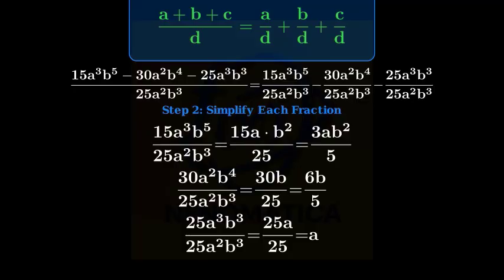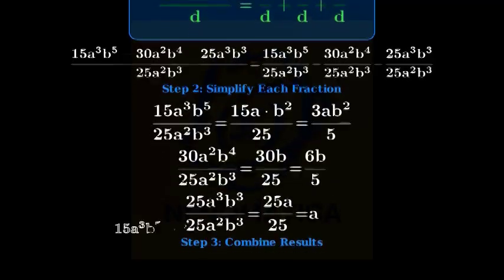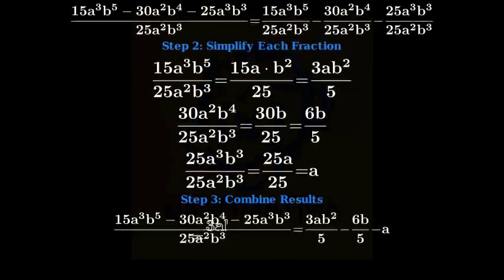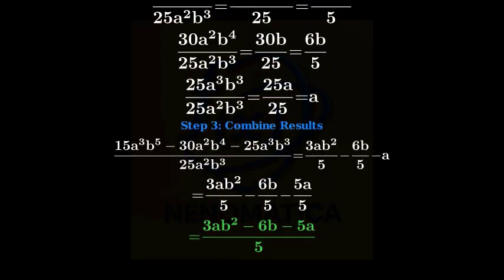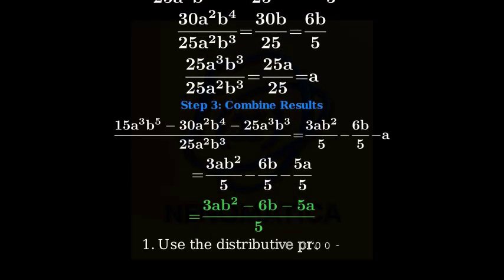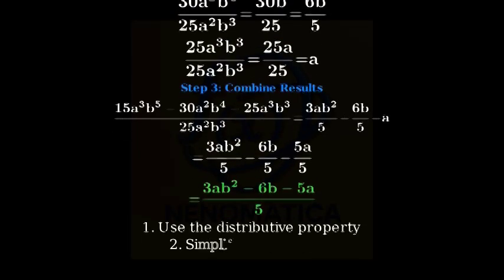To summarize, when dividing a multi-term expression by a single-term expression, first, use the distributive property to divide each term in the numerator by the denominator. Then, simplify each resulting fraction by dividing the numerator and denominator by their common factors. Finally, combine the terms to get your answer in simplified form. Practice this technique with different polynomial expressions to build your skills in algebraic division.